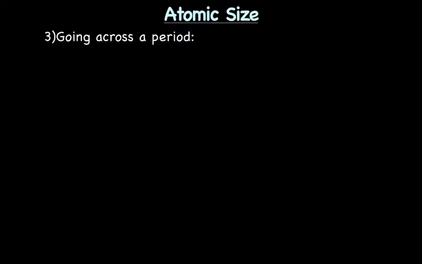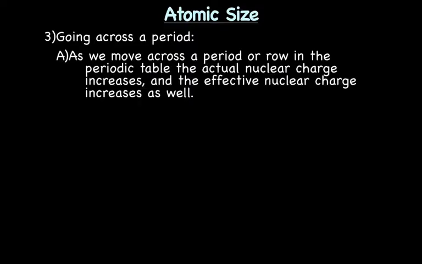Now, let's talk about going across a period. Remember, the atom gets smaller as you go across a period. Why? As we move across a period or row in the periodic table, the actual nuclear charge increases, and the effective nuclear charge increases as well. We also just talked about that. Let's go check it out.